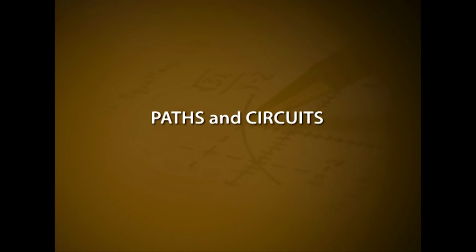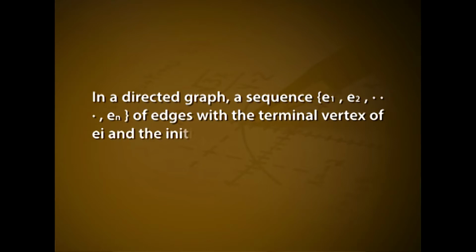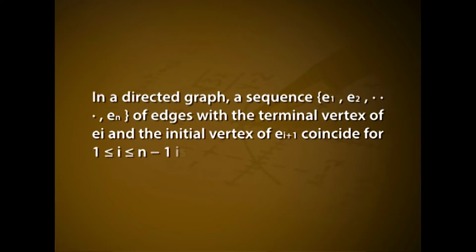Paths and circuits. In a directed graph, a sequence of edges e1, e2, etc., en, with the terminal vertex of ei and the initial vertex of ei plus 1 coinciding for 1 less than or equal to i less than or equal to n minus 1, is called a path. If none of the edges appear more than once, the path is said to be simple. If no vertex appears more than once, the path is said to be elementary.